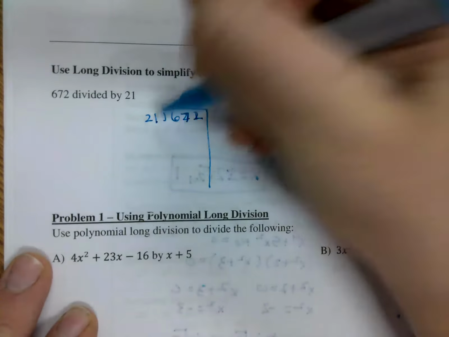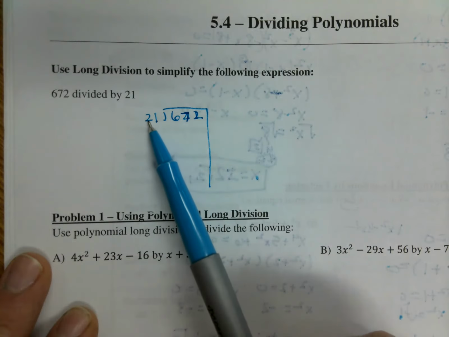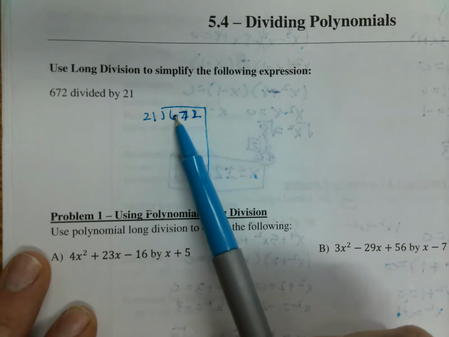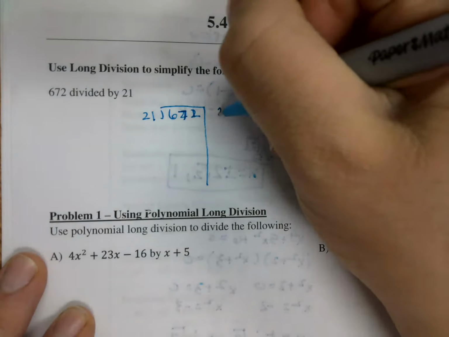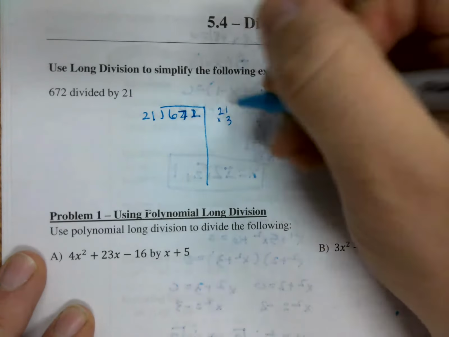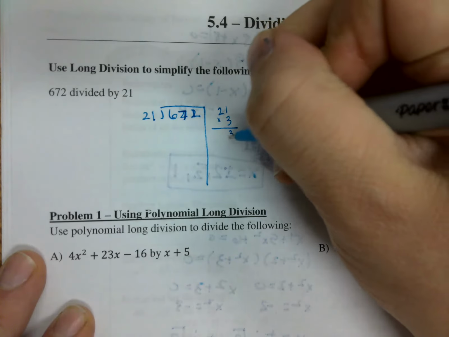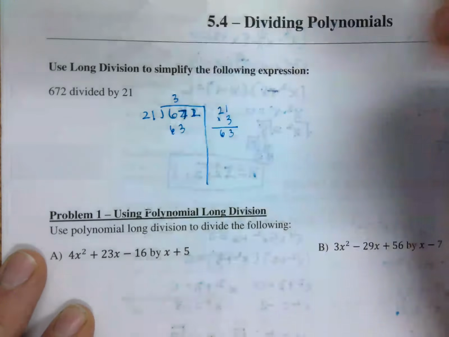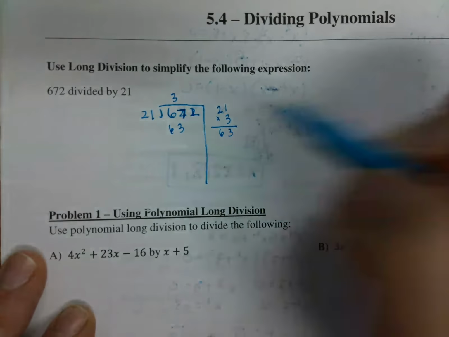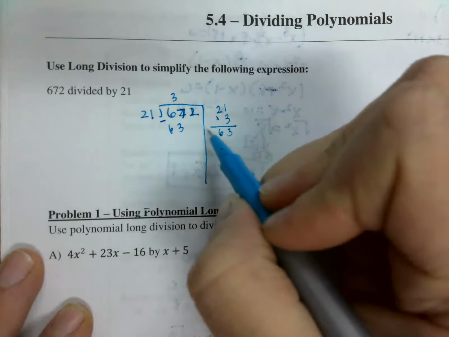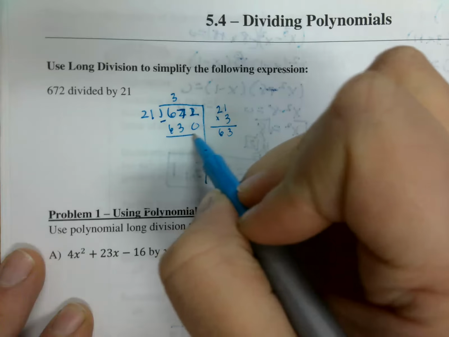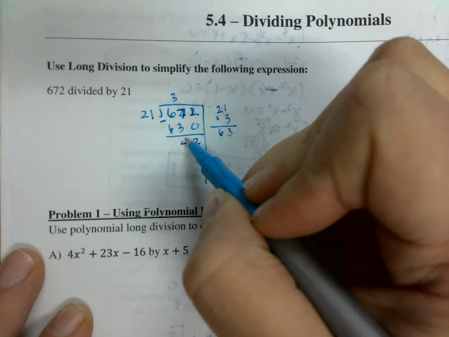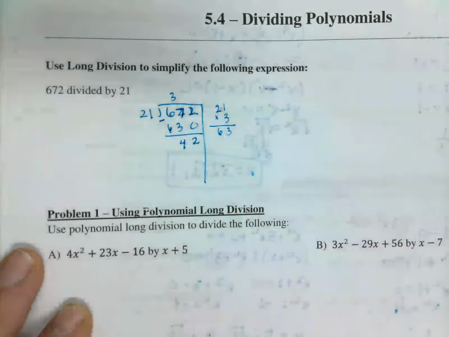So first thing I'm looking at is how many times can 21 go into 67? So 21 can go into 67 first 3 times. So I'm going to do 21 times 3. This is kind of like my work area. And that would give me 63 right here. I multiplied by 3. I have to subtract this off, so 7 take away 3 would give me 4, 6 subtract 6 would give me 0.